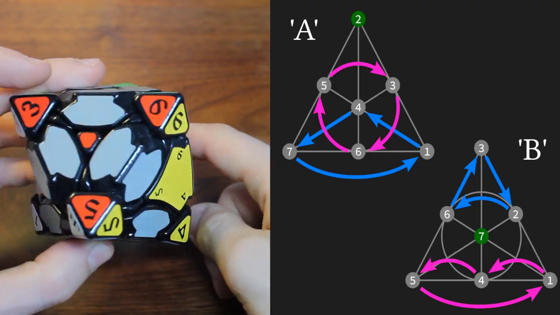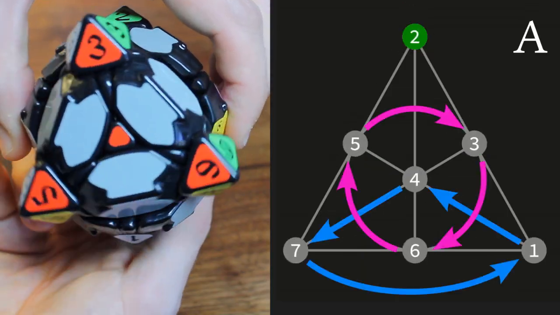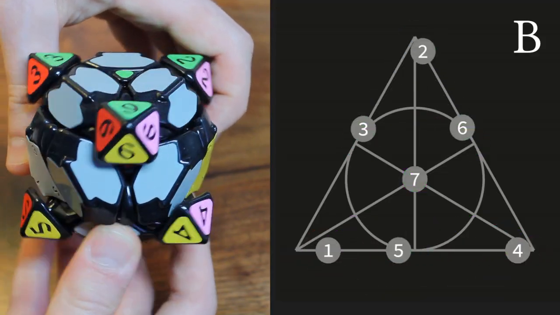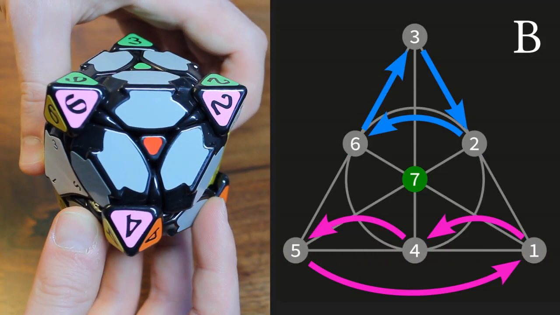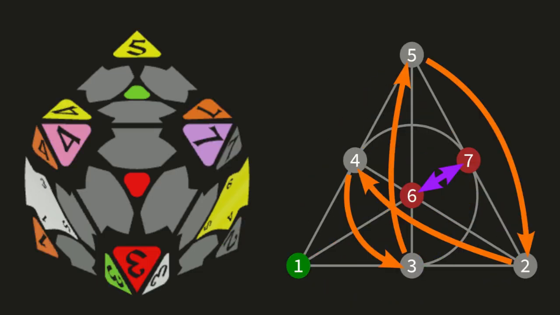There are 2 possible moves on the puzzle with different gearing. These moves, which I'll call A and B, perform dual 3 cycles of the numbers, which can be combined to scramble the puzzle and explore the symmetries of the Fano Plane.